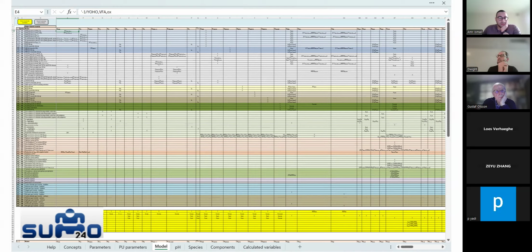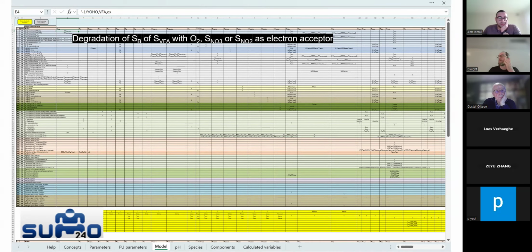So is that model too complex for some of our applications? What is included in this model? So it's color coded. I've put some labeling in here. Degradation of SB, so our soluble substrate, or SVFA, if you're thinking about things like acetate, using oxygen, nitrate, or nitrite as an electron acceptor.